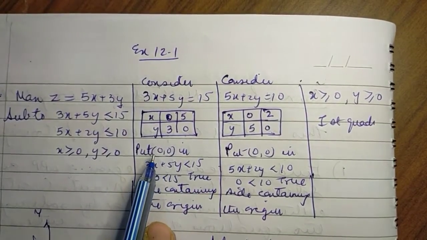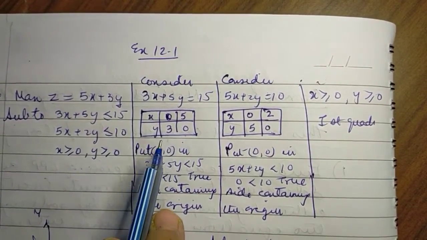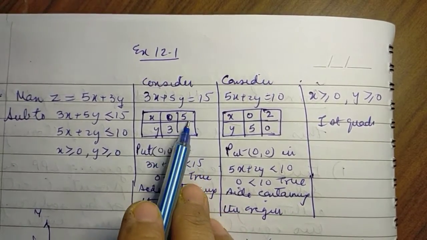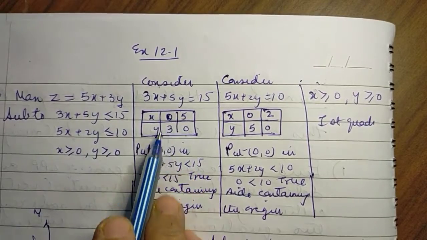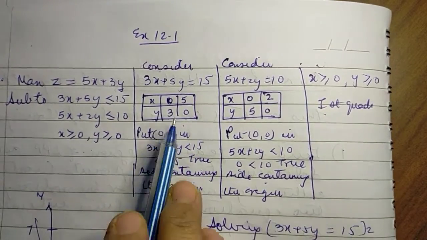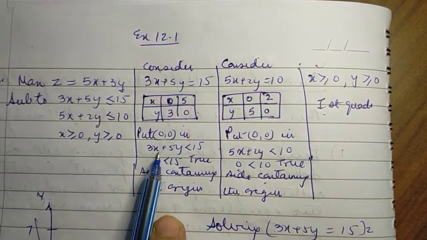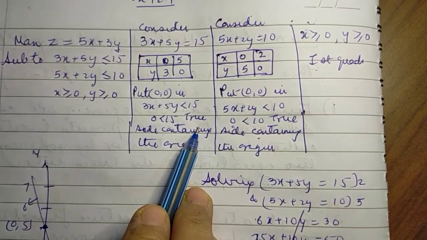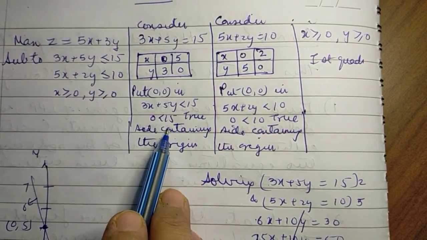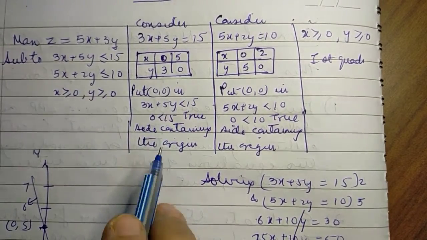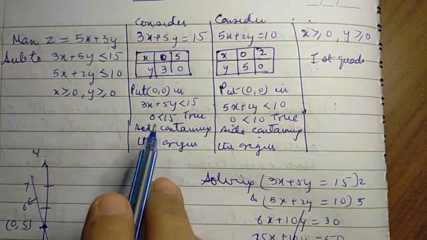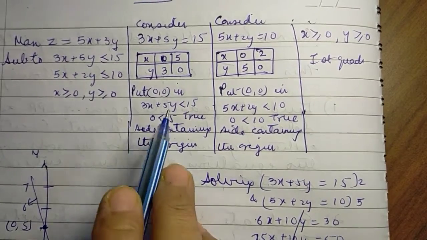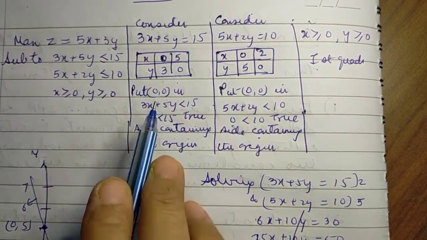Then we take any 1 point on any side of the line, since the line divides the plane into 2 parts. On any one side we take a point, preferably the origin. So we put the origin in the inequality, that is 3x plus 5y less than 15. Since the origin satisfies this expression, all the points on the side containing the origin will be the solution area.